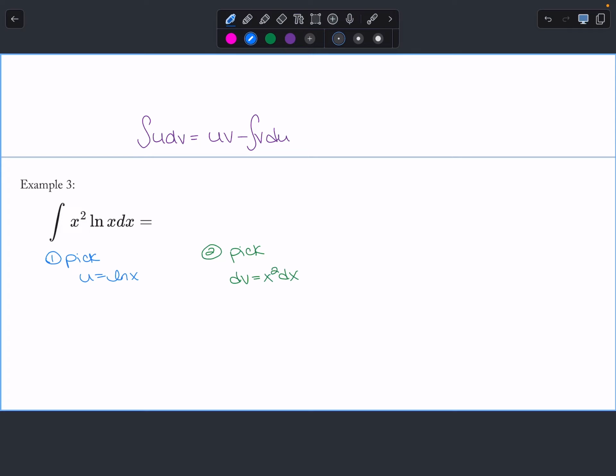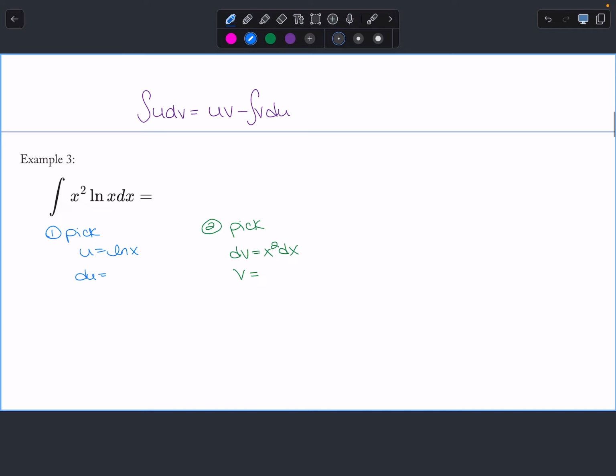Okay, so same type of thing, but now what's a little bit different is that I only need to do what I'm doing in my table just once. So I need to find du, and I need to figure out v. So du is just the derivative. So what's the derivative of ln? 1 over x, technically dx. Antiderivative of x squared, v, would be 1/3 x cubed. And then all I'm going to do is just plug it into the formula.